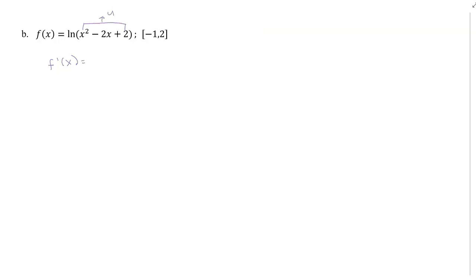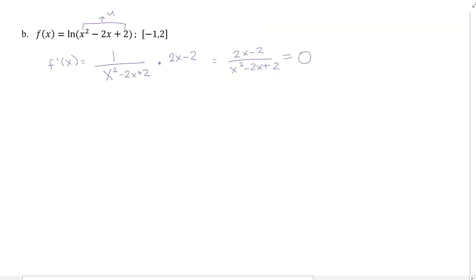Well, the derivative of natural log is just 1 over whatever the inside function will be. The denominator becomes x squared minus 2x plus 2. Then I want to multiply it by the derivative of the inside function. Well, that'll just be 2x minus 2. I want to set this equal to 0. This tells me where the slope of the function is 0, potentially meaning we have a maximum or a minimum.